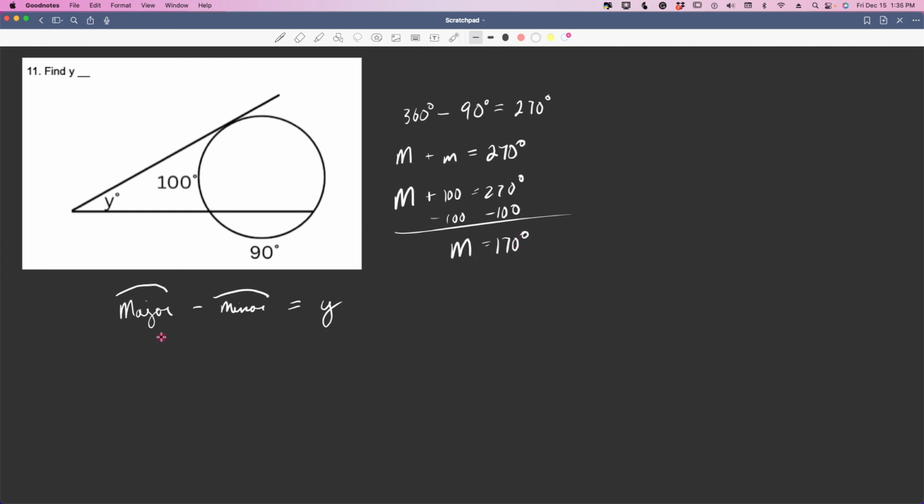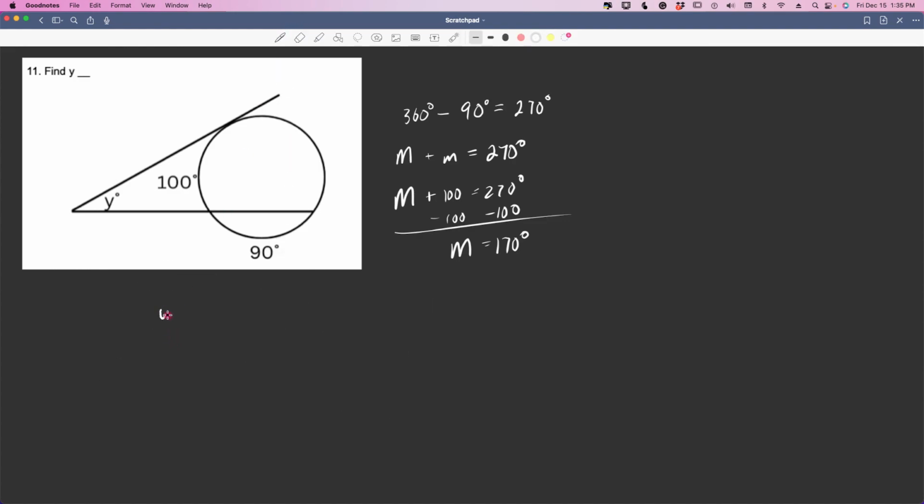Now we know how to fill this in. Major arc is 170 minus the minor arc, which is 100. I'm sorry, that should be y equals that divided by 2. That's going to give us 70 divided by 2, which equals 35. So y is equal to 35 degrees. That's the value of y. Okay, I wrote that entirely wrong.